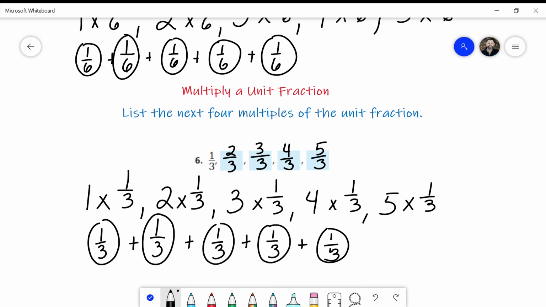All right, so just as a quick review, repeated addition is what multiplication is, right? So we're going to repeat the unit fraction over and over again, and the first number in our multiplication expression here is just telling you how many times to repeat it, okay?